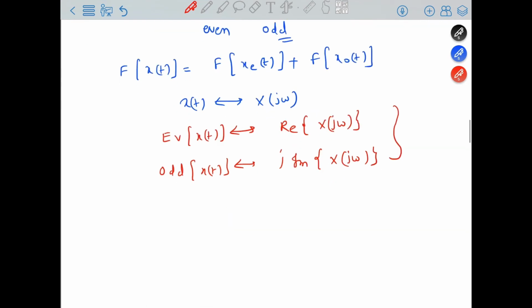So we can use this property and try to get a Fourier transform of a signal which we already discussed, which is e raised to the power a mod t. From our previous discussion, we know that the Fourier transform of this signal is 2a by a square plus omega square. Now we'll try to get the Fourier transform of this signal, not using the direct formula. We will use this conjugation property and try to derive it.